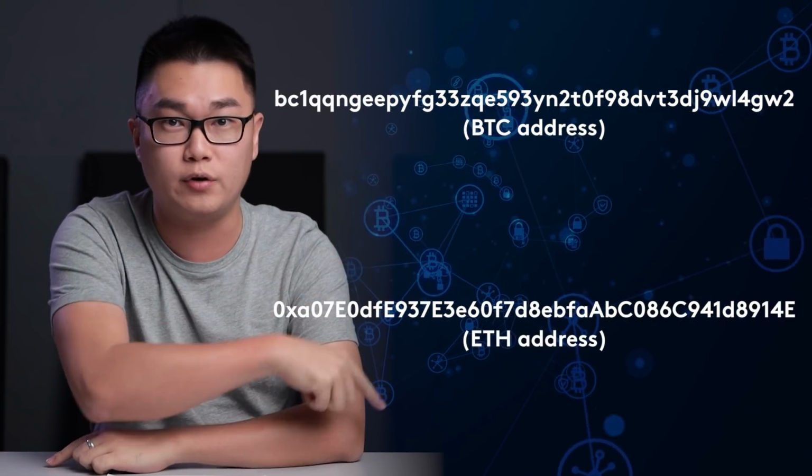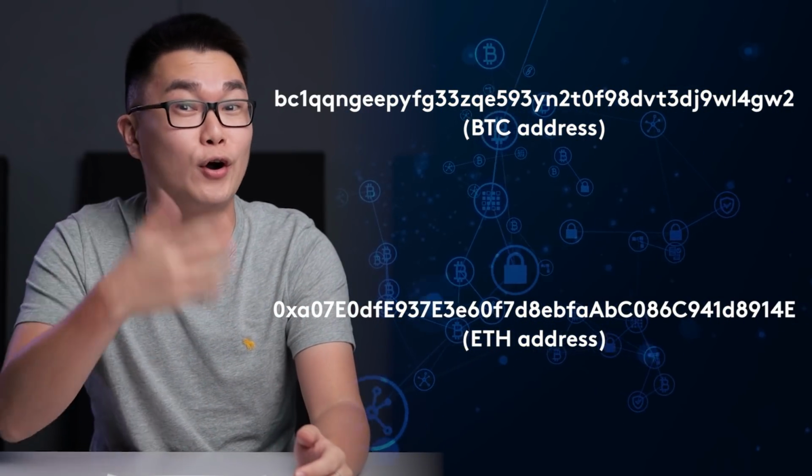The next thing we need to talk about is the wallet address. A wallet address is just like your bank account number. It is a unique combination of numbers and letters. For example, this is my Bitcoin address and this is my Ethereum address. So feel free to send me some Bitcoin or Ethereum.